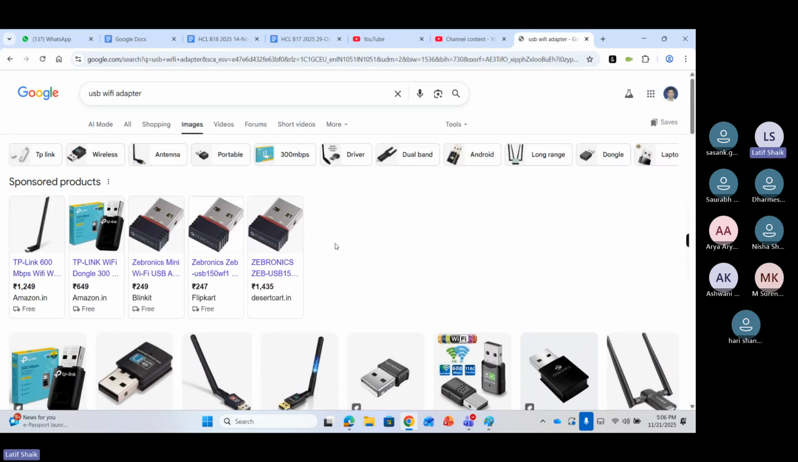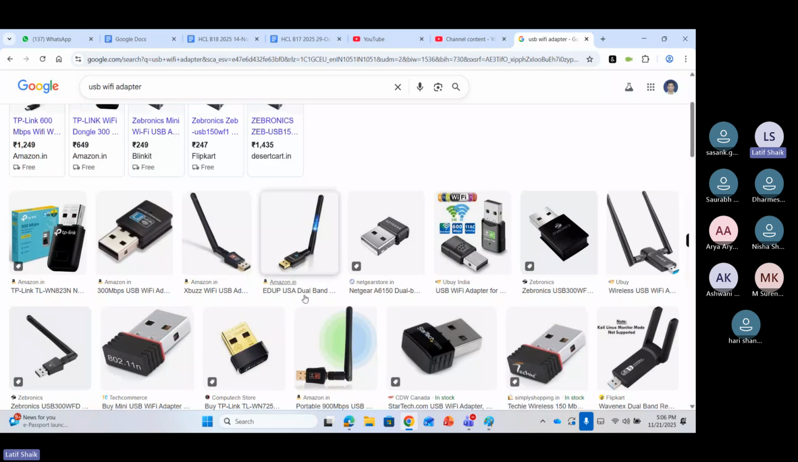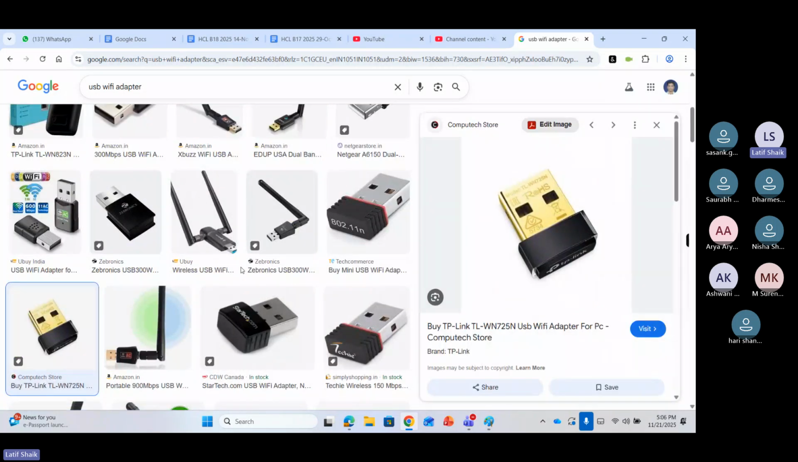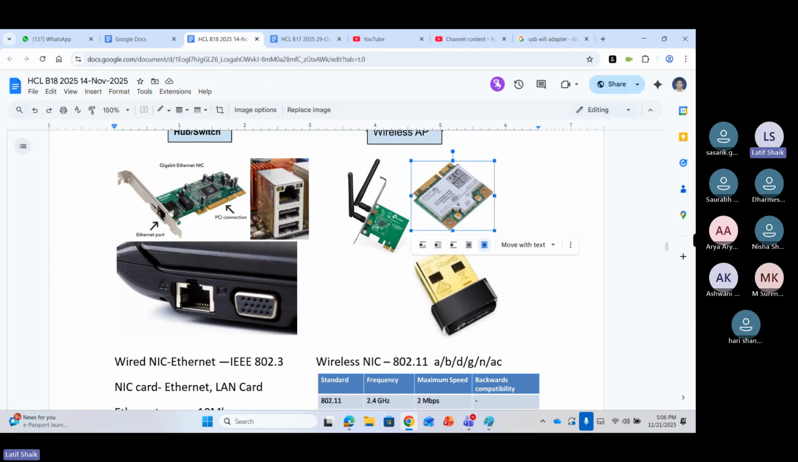So what is the purpose of these USB based Wi-Fi adapters? In case, for example, the Wi-Fi adapter built inside your laptop is not working, what is the solution? You have to take it to the service center, so they replace the Wi-Fi adapter and you can get connected.